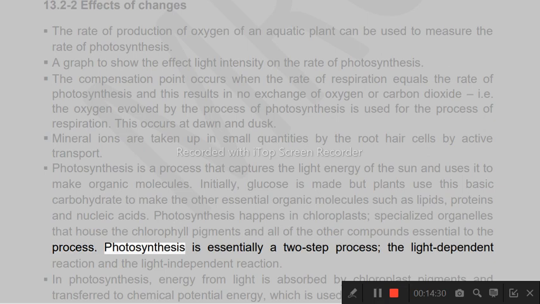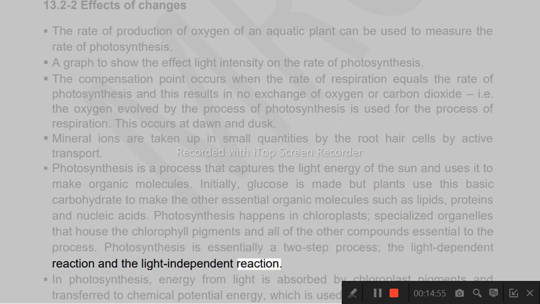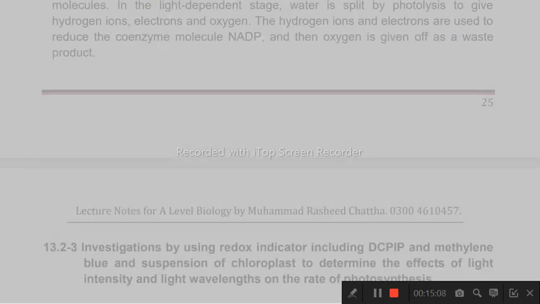process. Photosynthesis is essentially a two-step process, the light-dependent reaction and the light-independent reaction. In photosynthesis, energy from light is absorbed by chloroplast pigments and transferred to chemical potential energy, which is used to produce complex organic molecules. In the light-dependent stage, water is split by photolysis to give hydrogen ions, electrons, and oxygen. The hydrogen ions and electrons are used to reduce the coenzyme NADP, and oxygen is given off as a waste product.